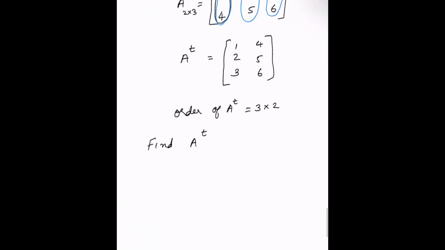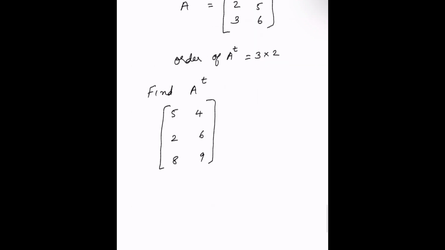A transpose. Question: A is 5, 4, 2, 6, 8, 9. Now I want A transpose for this. A is this. Can you help me to find A transpose? It will be 5 and then down 4. And then next to 5, 2 and 6. Each row becomes a column. Next is 8, 9. This is how you should be writing. So this was a 3 by 2 matrix. This has become a 2 by 3 matrix.